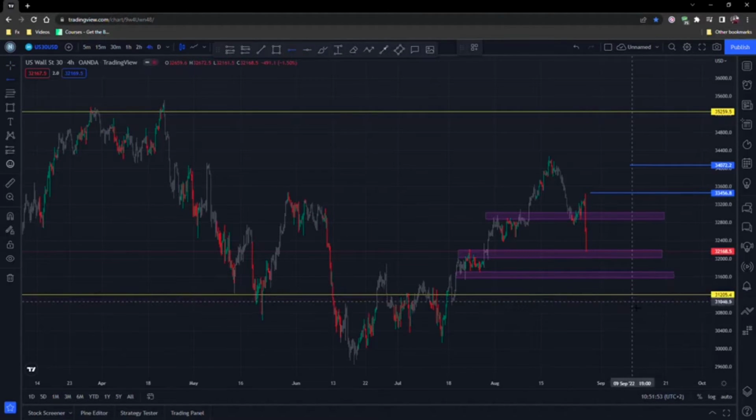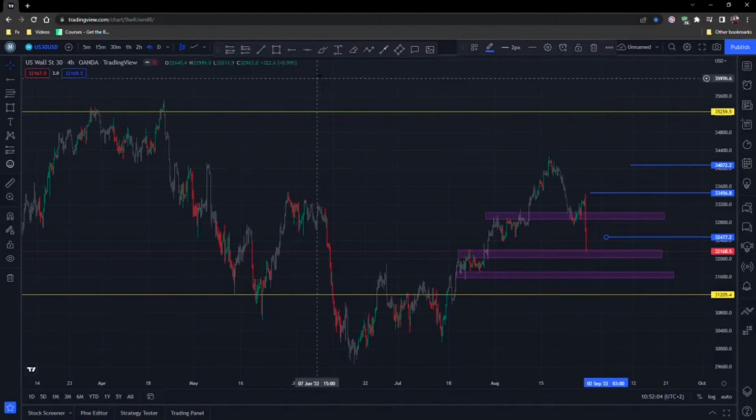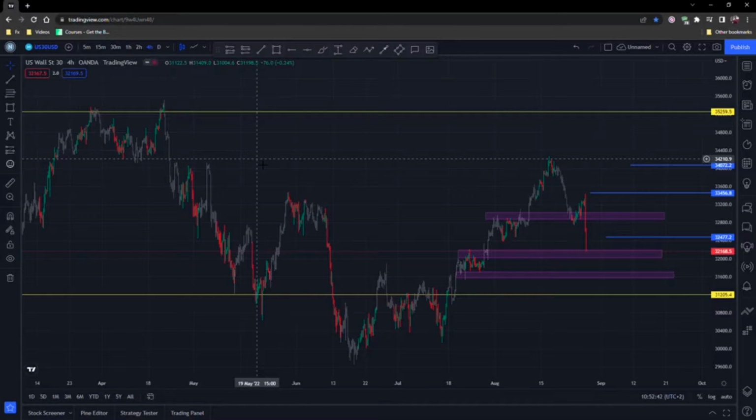We are looking at this area right there, looking for the market to currently test this area. So playing around in that support area, right? Then that's going to be it for US30, right?